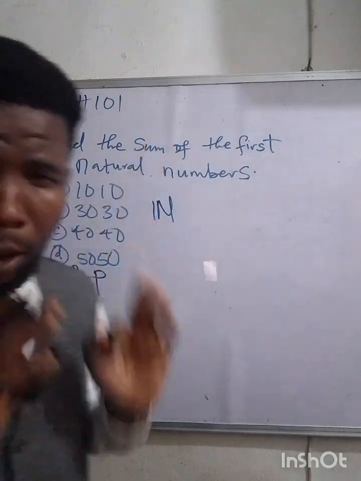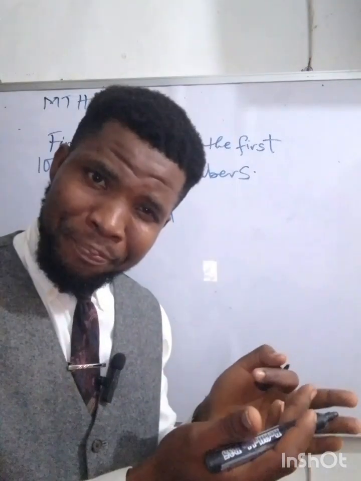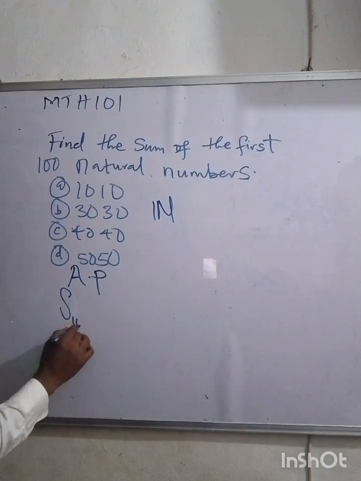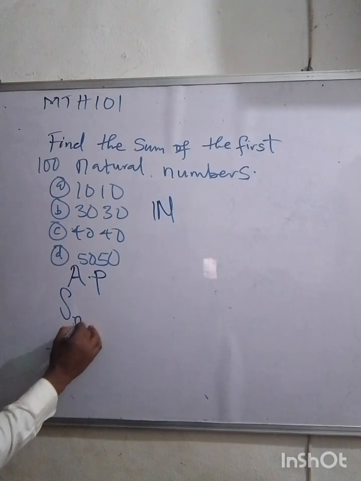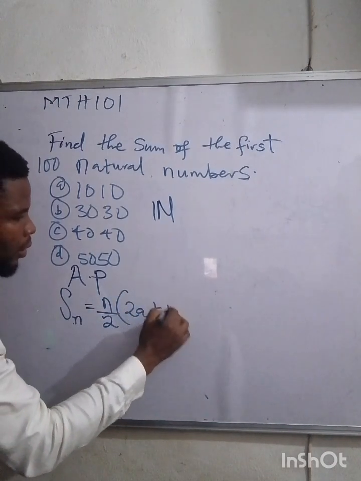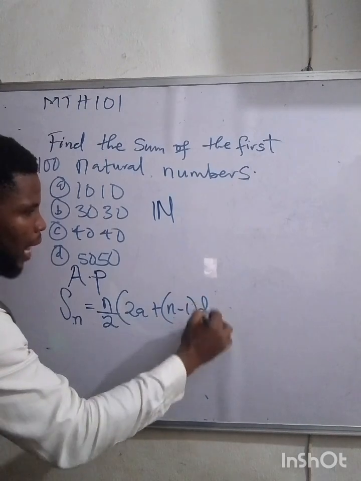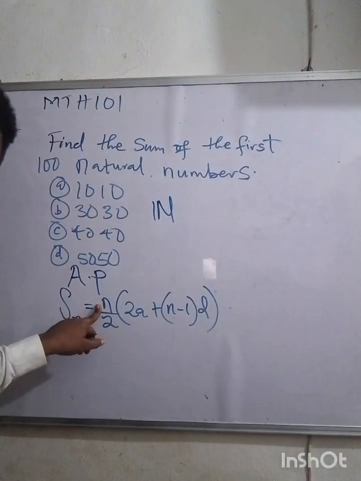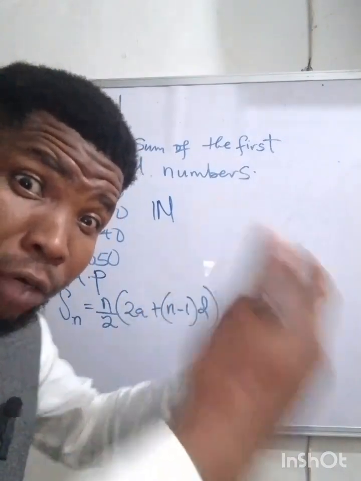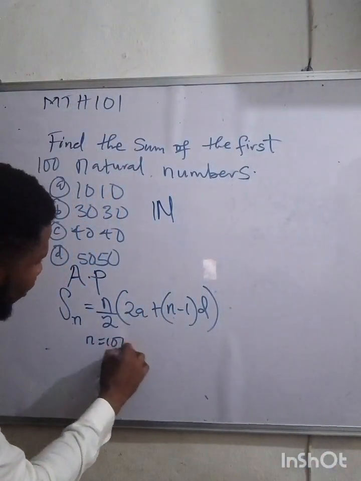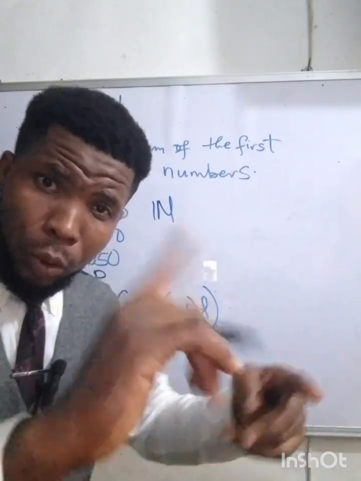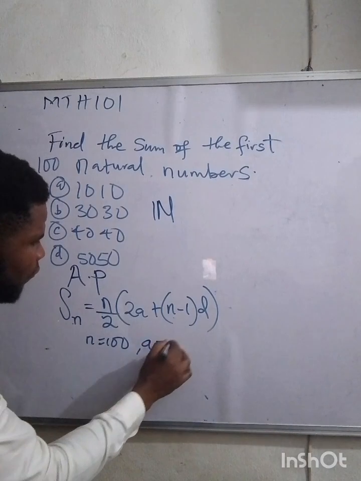So if you are looking for the sum of the first 100 numbers, our formula for solving this question will be the sum. Now, what is the sum of the first 100 numbers? Remember, the formula for sum is n over 2, open bracket 2a plus n minus 1 multiplied by the common difference. So what is n? N is the number of terms. So we are looking for the first 100. The sum of the first 100. So our n is 100. Now what is a? A is the first term. Natural numbers start from 1. So 1 is the first term. So a is the first term.